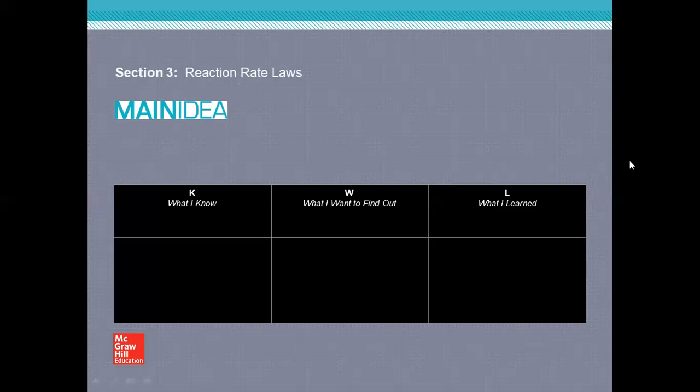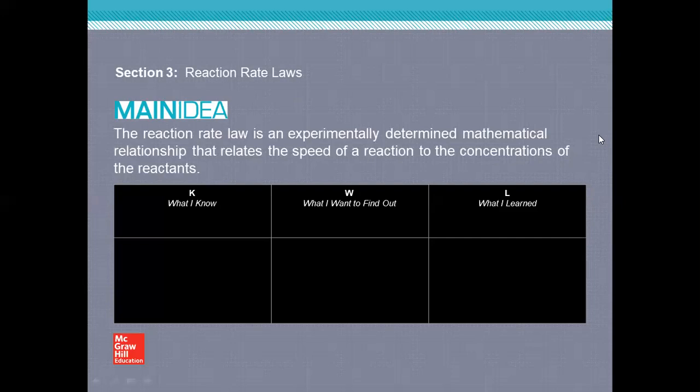First we are going to go to the next lesson, which is called reaction rate law. The reaction rate law is an experimentally determined mathematical relationship that relates the speed of a reaction to the concentration of the reactant. It's a mathematical relation between the speed of a reaction and the concentration of the reactant.